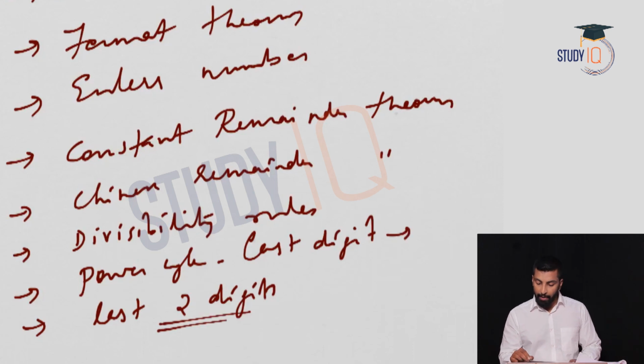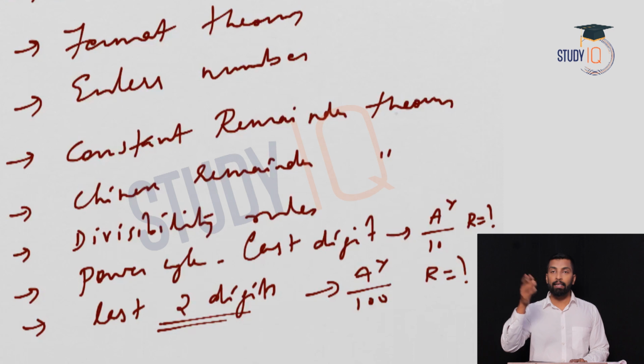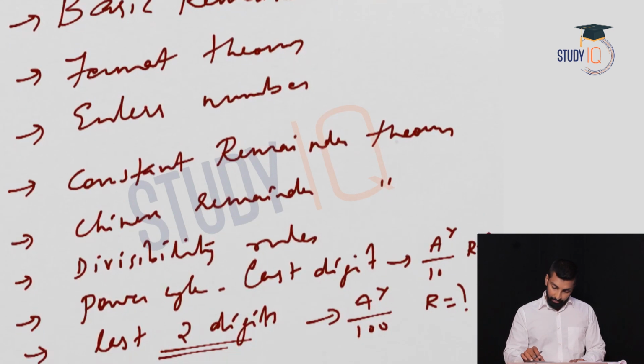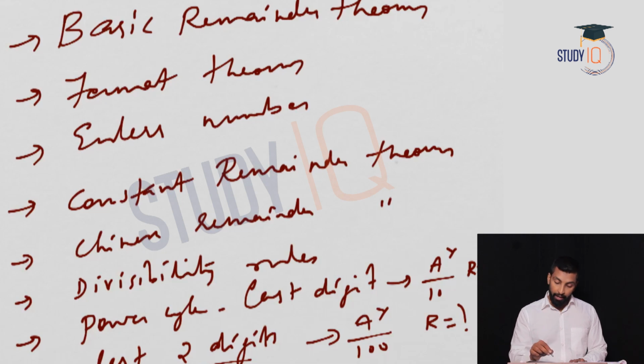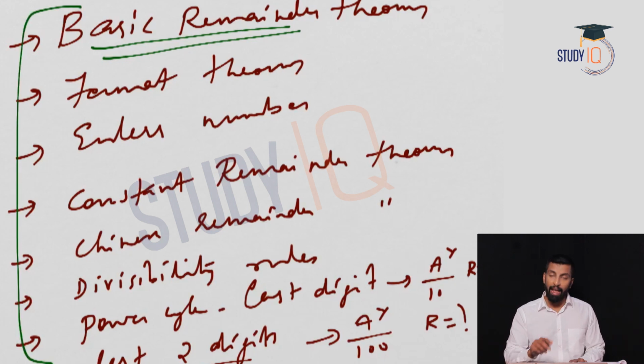This means a raised to x divided by 10, what is the remainder? A raised to x divided by 100, what is the remainder? Or divided by 50, 25, 20, 10, 4, 2, etc. What is the remainder? So these are the discussions that we have done so far, and we have discussed many different, interesting patterns also. So I hope now you will be in a position to solve any remainder questions.